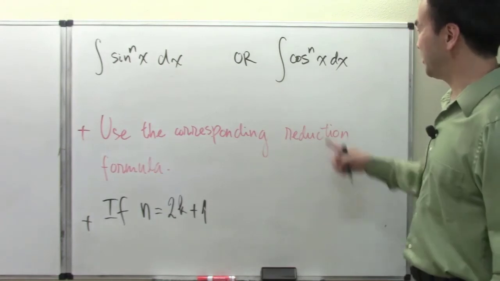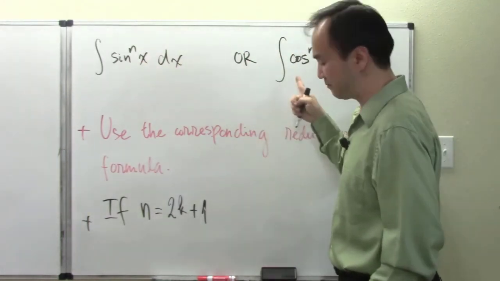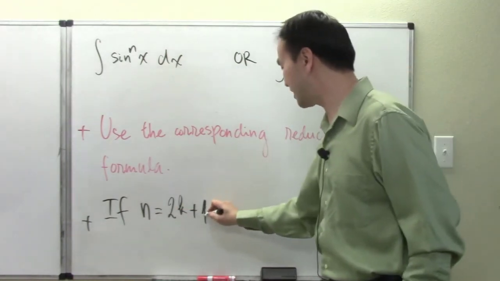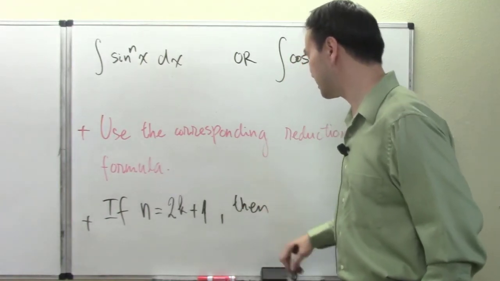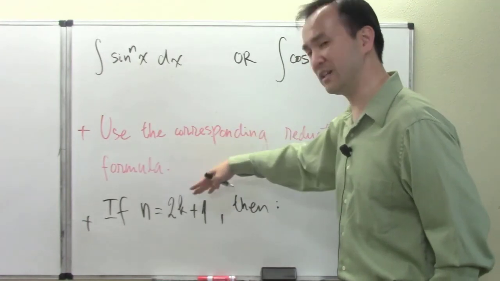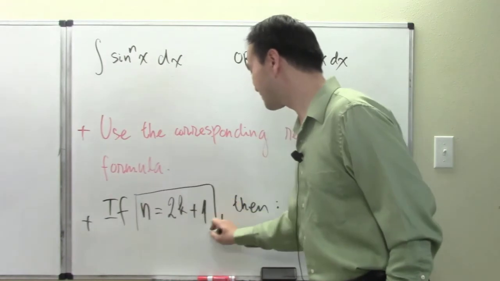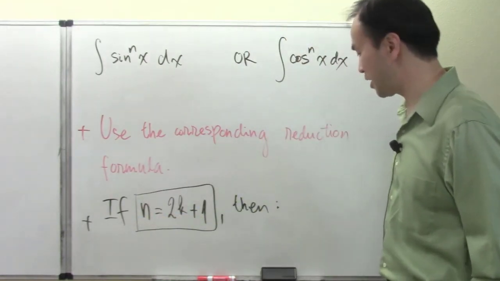So if your power here, in any one of these two problems, is odd, then you can do the following. You have an alternative method. This is just an alternative on top of, or in addition to, that method right here. It only happens when n equals 2k plus 1. So this is what you can do.